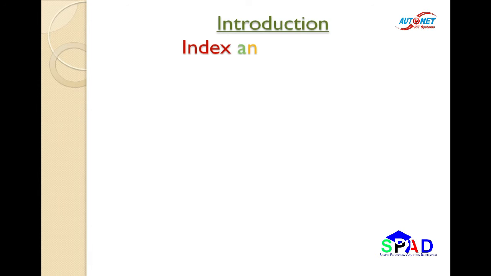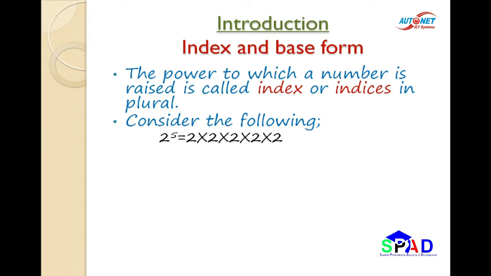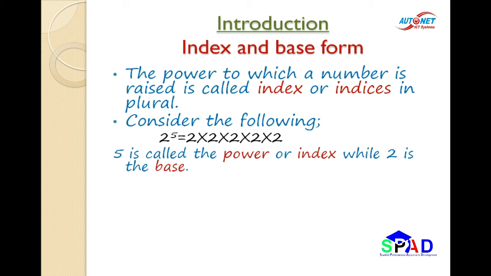Now, in our introduction, I want us to understand what we mean by index and base form. The power to which a number is raised is called the index, or indices in plural. Consider the following: 2 to the power 5. When we write 2 to the power 5, that's simply the same as 2 times 2 times 2 times 2 times 2, or you multiply 2 by itself 5 times. So in this case, 5 is called the power or the index, while 2 is the base.